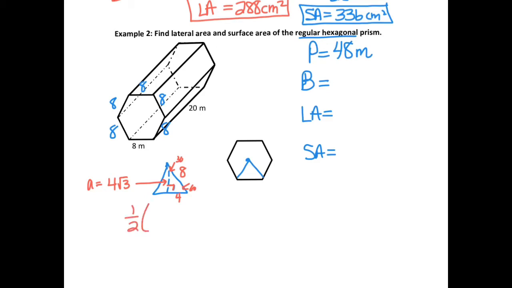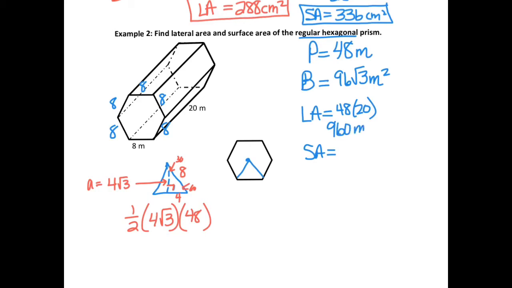So 1/2 times A, which is 4 root 3, times the perimeter of the shape, which just happens to be 48. So that actually becomes, if I leave it in terms of a simplified radical, half of 4 is 2. 2 times 48 is 96 root 3 meters squared. So my lateral area, remember, is the perimeter times the height. So 48 times 20. 48 times 2 is 96. So 960 meters squared is my lateral area.